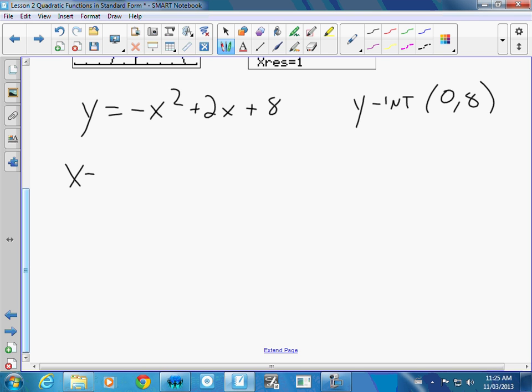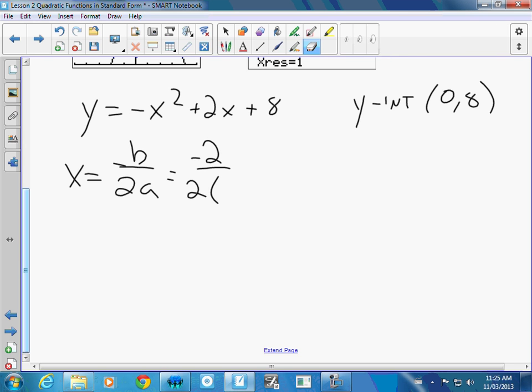x equals negative b over 2a. Okay, what's negative b? That's a, that's b, that's c. So what's b? 2 becomes negative 2. What's a? Careful. What's a? Negative 1. Don't mess up on that negative. There's a 1 between that x squared and that negative. I guess I should fix that so you can actually read it.